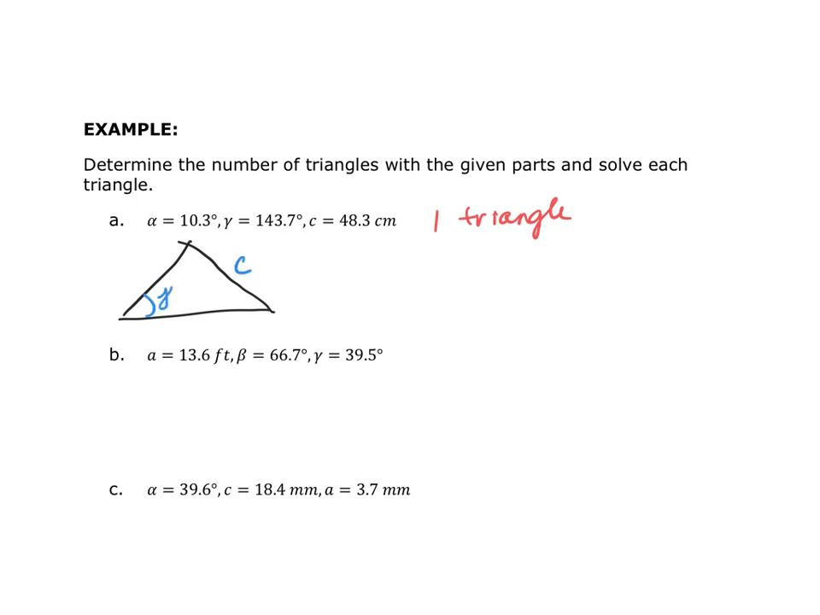So here's gamma, here's c. C is 48.3. My gamma was 143.7 degrees. Here is my alpha, and here is my a, and then of course that leaves my beta and my b. The easiest part is finding my beta, because we know that beta has to be equal to 180 minus the two given angles, so minus the 10.3 degrees, and then again minus the 143.7 degrees. Get my calculator out, and I'm going to get beta to be 26 degrees.